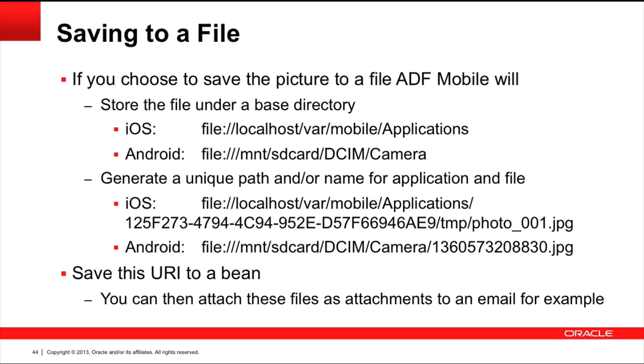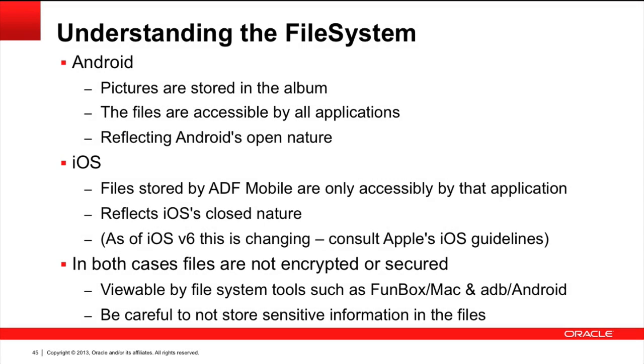Why it's useful to know about these URIs is that when you take a picture, if you decide to return a file URI, it's one of these paths that you will get, and you may use one of these paths, as an example, to attach the picture to an email that the application sends out later on. So understanding the format on the different devices is useful.